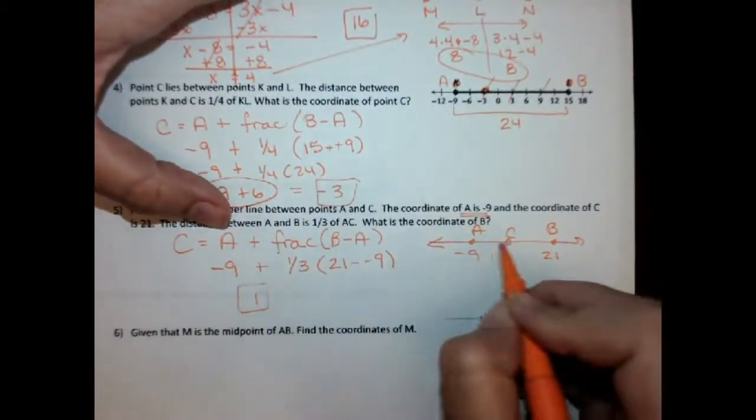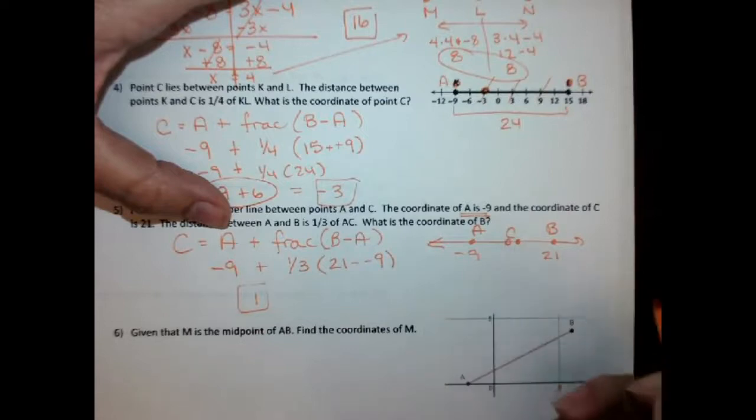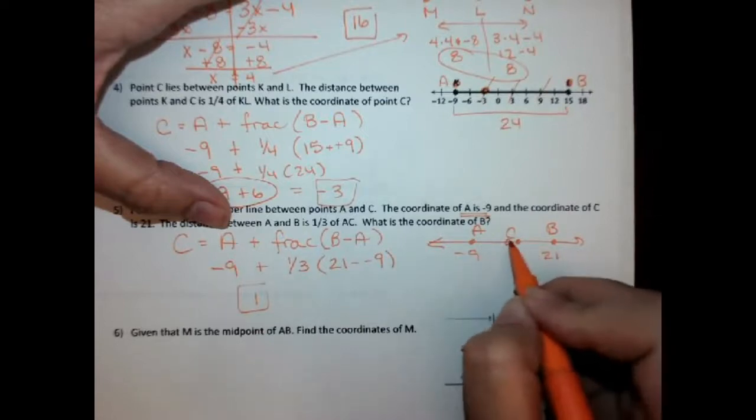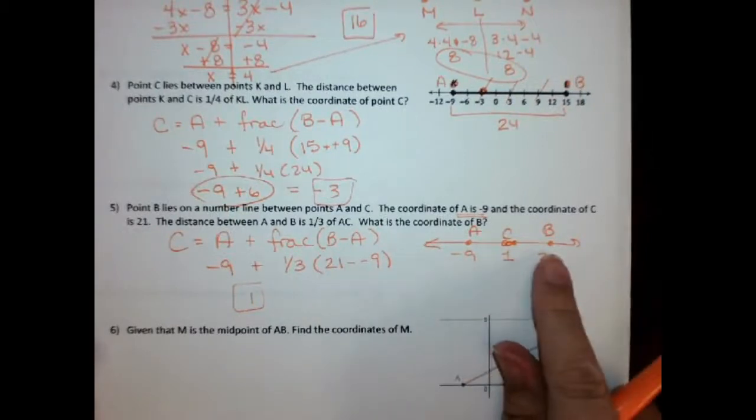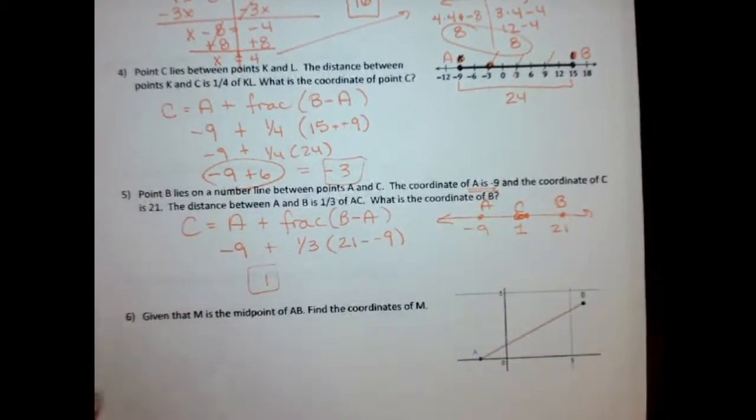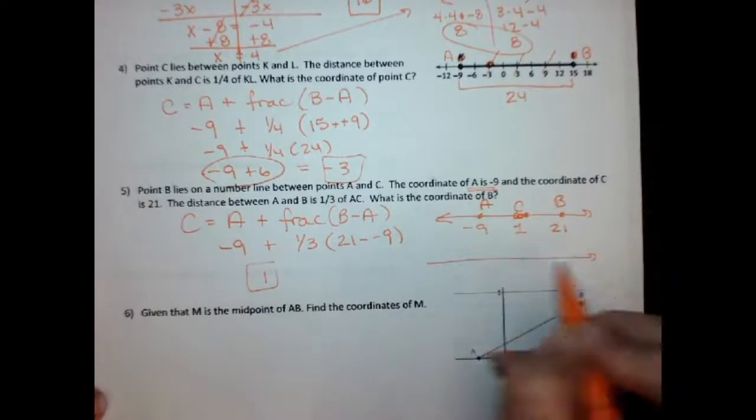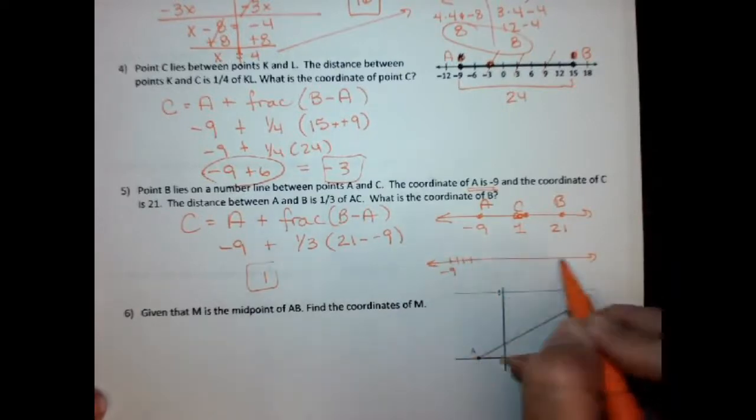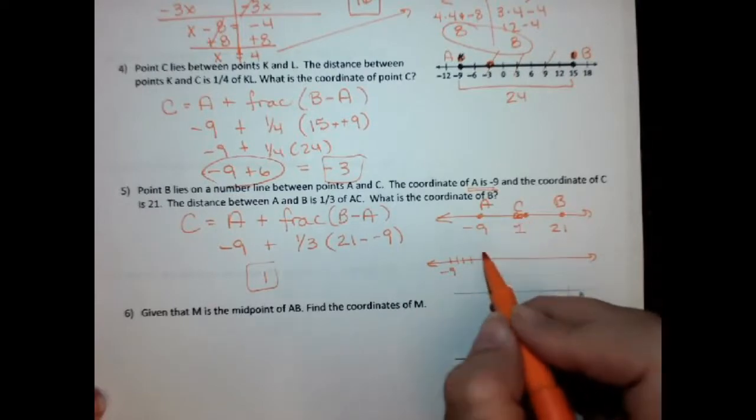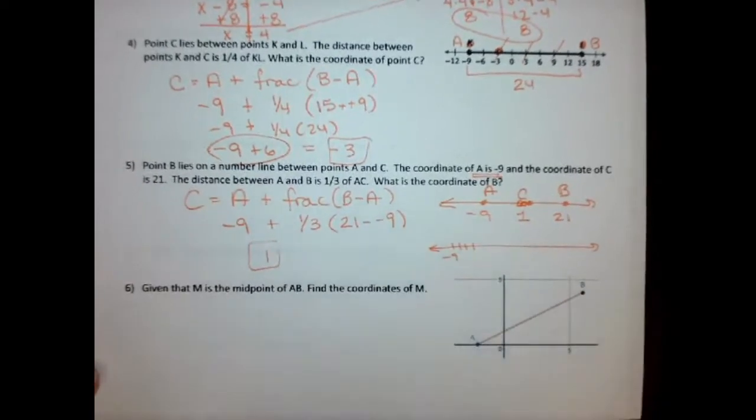If I go over, it's going to be just right about there. Well, C is going to be at 1. This was not drawn to scale, so you can't tell looking at that. You could, if you wanted, to go in and start at negative 9 and go negative 8, 7, 6, all the way to 21 and graph the 1 on there and see if it looks right.